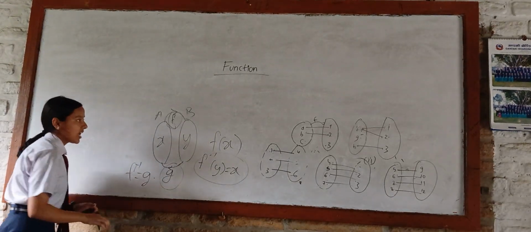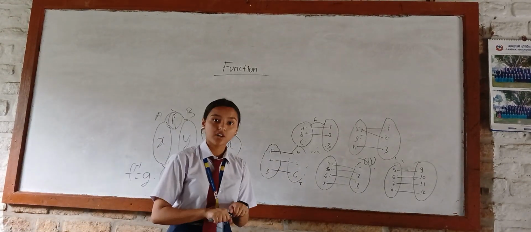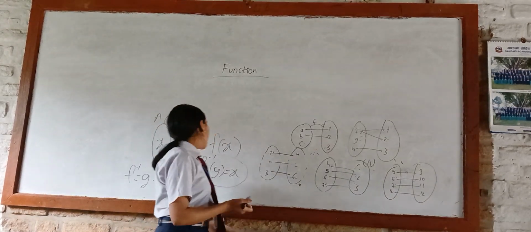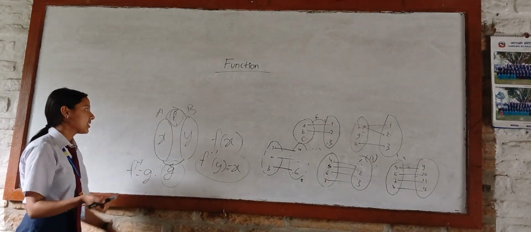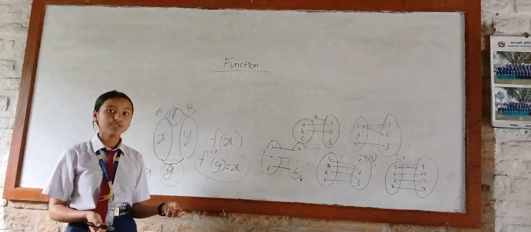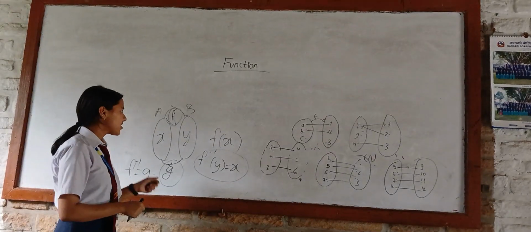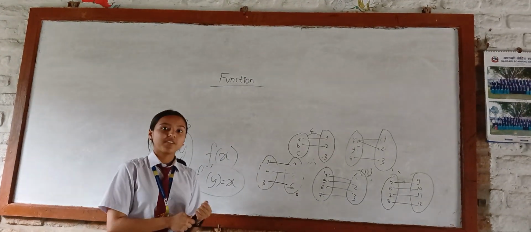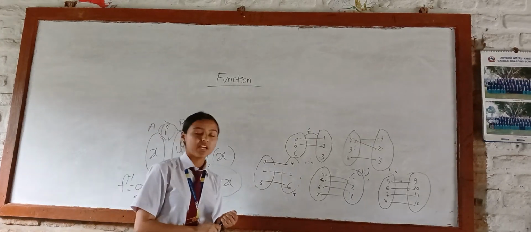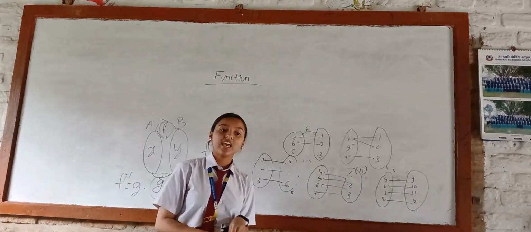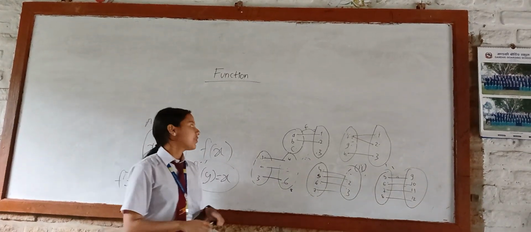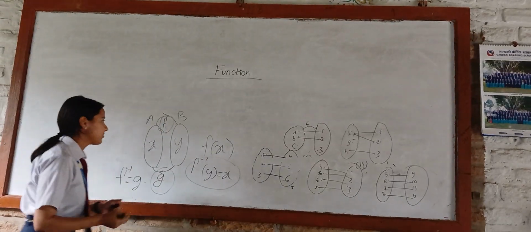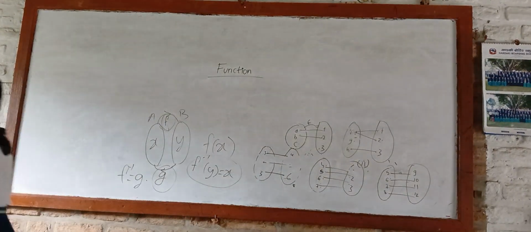Now talking about real valued function. Let f be a function, and if the elements of B are real numbers, the function is known as a real valued function. There are two types of real valued function: algebraic function and transcendental function. I will be talking about algebraic function. There are a lot of algebraic functions.